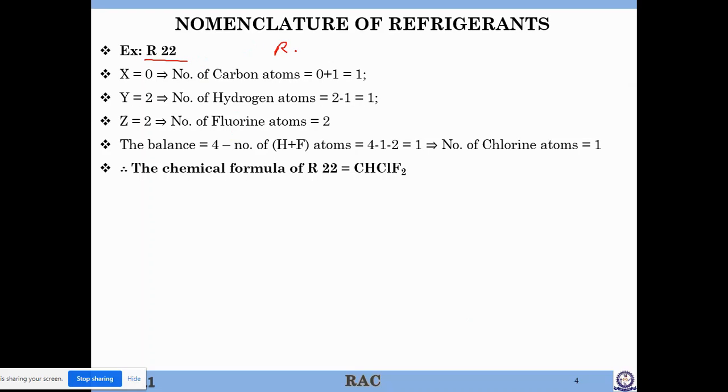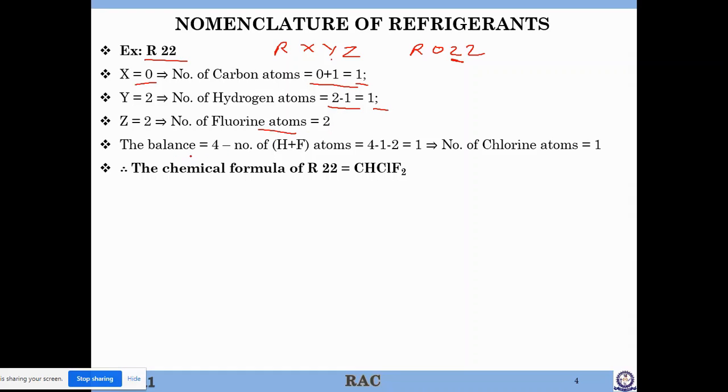We can write this as R, X, Y, Z, where R022. So the number of carbon atoms will be equal to X plus 1. X is equal to 0 here, so the number of carbon atoms will be 0 plus 1, equal to 1. The number of hydrogen atoms will be equal to Y minus 1. Y is equal to 2 here, so the number of hydrogen atoms will be 2 minus 1, equal to 1. Z denotes the number of fluorine atoms, so the number of fluorine atoms will be equal to 2.